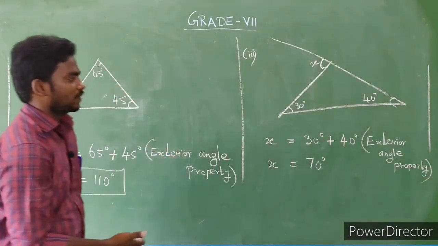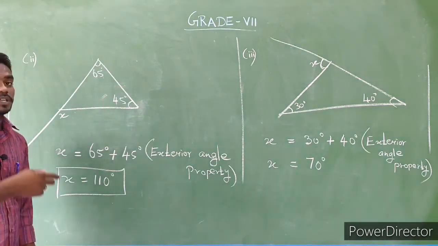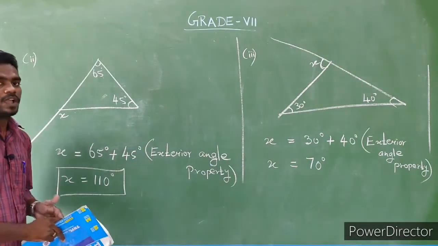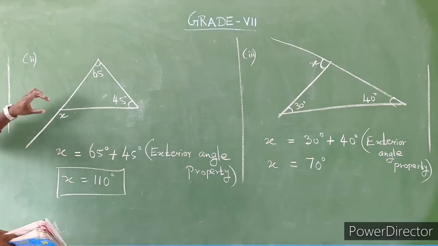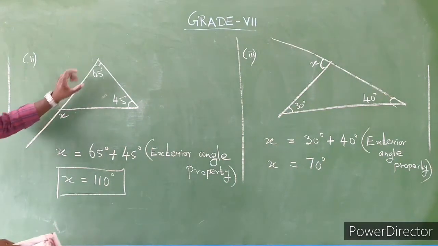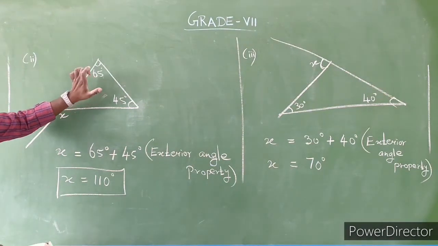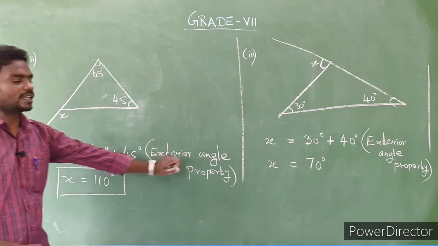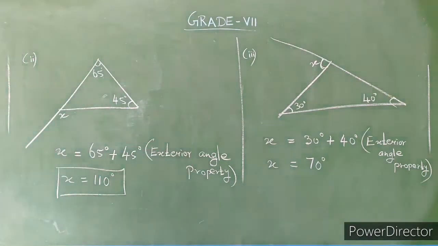So we can find the exterior angle value by using the exterior angle property. What is the exterior angle property? The exterior angle of a triangle is equal to the sum of the interior opposite angles. That is the exterior angle property of a triangle.